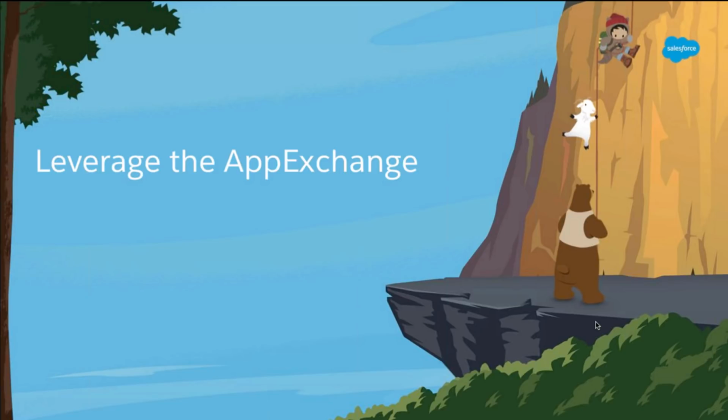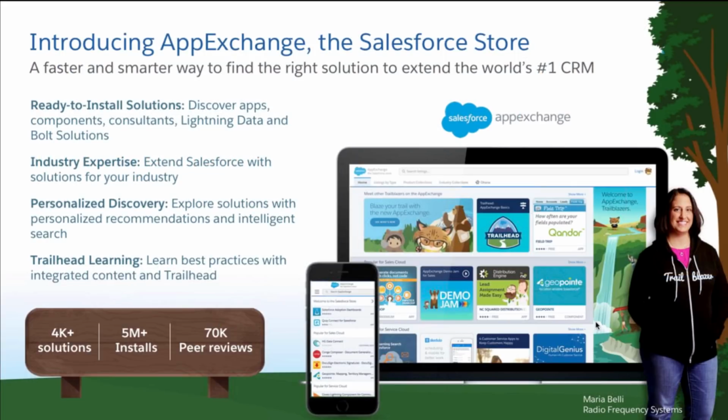So to start leveraging the AppExchange, I just wanted to give a little bit of background about what the AppExchange is and what you can find there. The AppExchange is the Salesforce store. Just as Apple has the App Store and Google has Google Play, Salesforce has the AppExchange, which is the place where you can go to find everything that you need to extend Salesforce to all parts of your business. We have all kinds of ready-to-install solutions that include apps, components, Lightning data, Bolt solutions. We recently launched Quip Live Apps. We have industry expertise, so a lot of our partners are very specific in their industries, and they bring all of their industry expertise to those solutions.